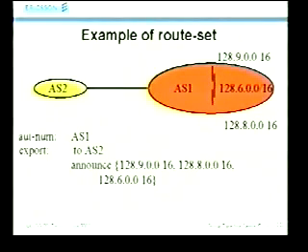Question, is it possible to read the text in here inside the red oval? Some people tell me they have problems reading it from the back of the room. Here is the aut-num object AS1: export to AS2, and I announce these three address prefixes.